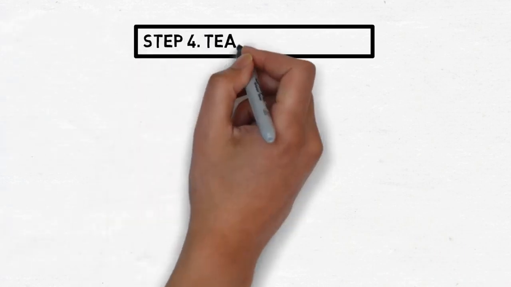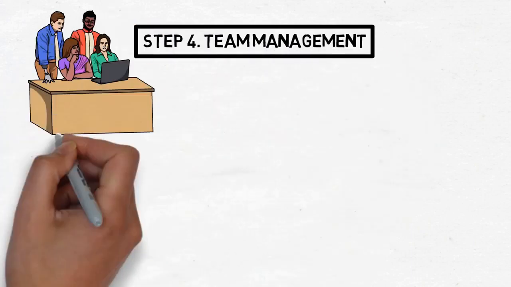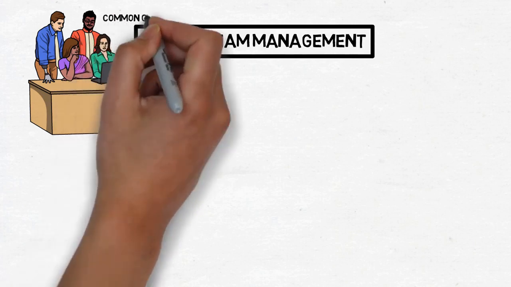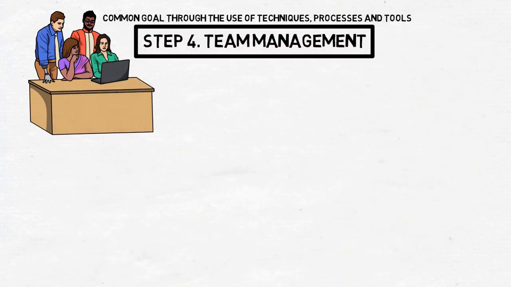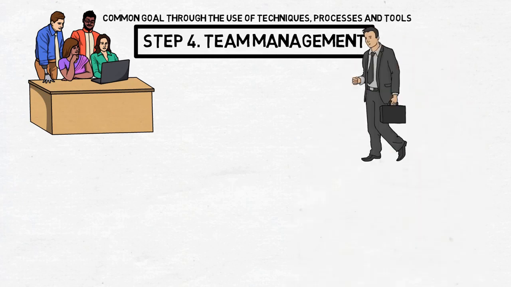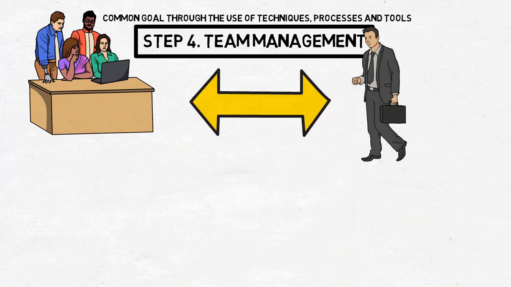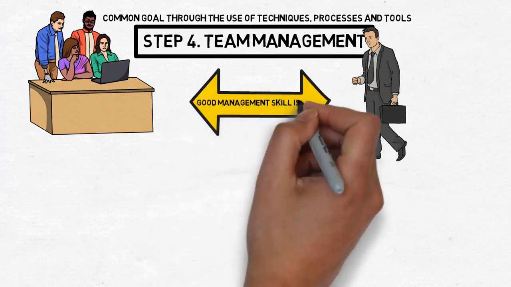Step 4. Team management. Team management is basically organizing and coordinating a group of individuals to work towards a common goal through the use of techniques, processes, and tools. In business, as well as in life, if we want our work as well as our team to be effective, having good management skill is vital.